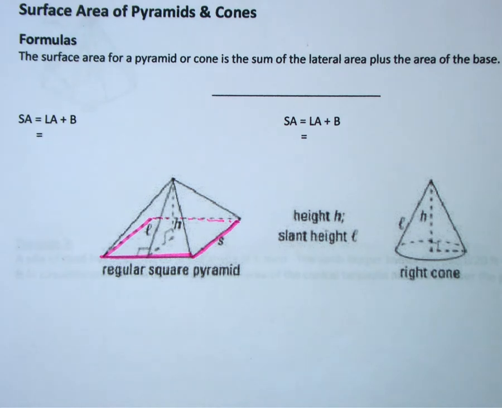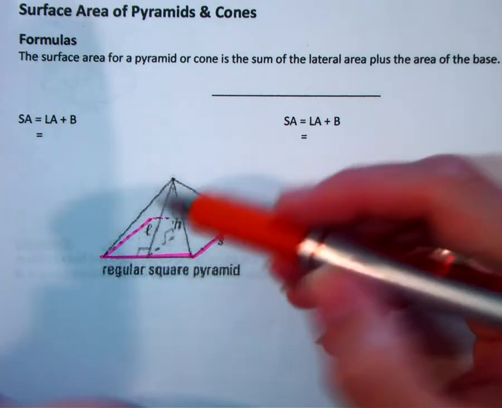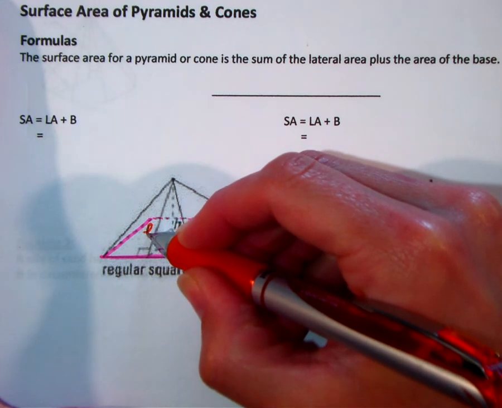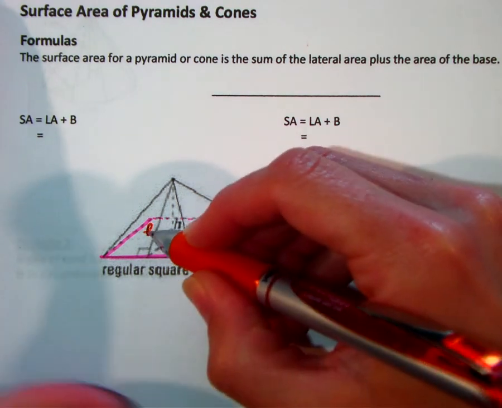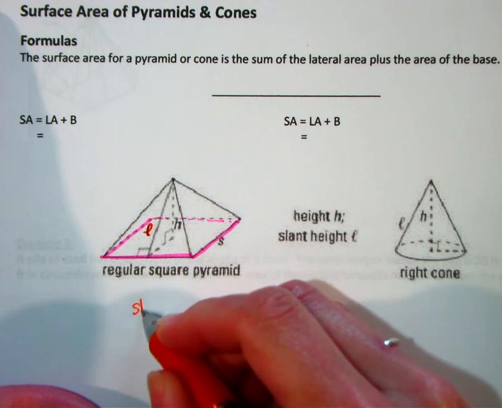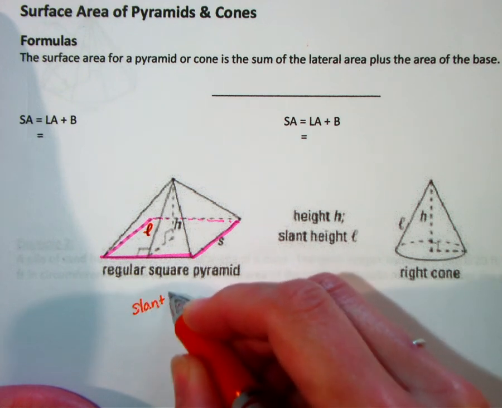But for both of these, when you do the lateral area, because they're triangles, there's going to be a 1/2. Because it's a triangle, so it's 1/2 base times height. Now what you're going to see here is this cursive L. That L has a special name. It is called the slant height.